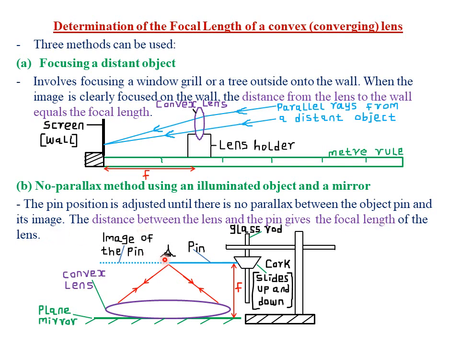So once there is no parallax, when the image of the pin aligns with the pin itself as observed through your eye and through your convex lens, then the distance from the pin up to the convex lens would represent the focal length of the convex lens that was used in this case.